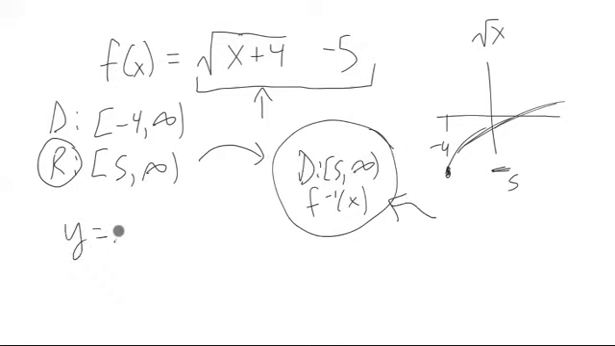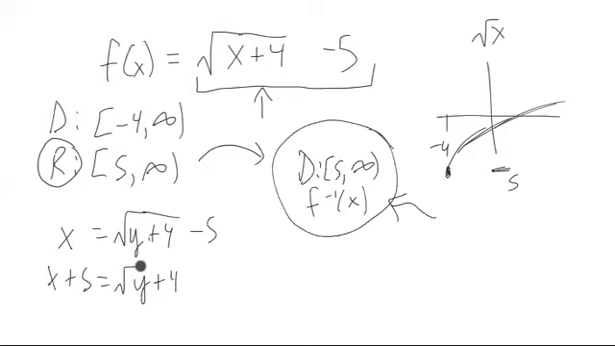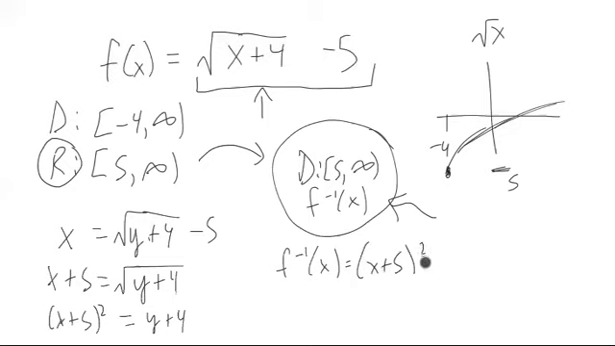So we have y is equal to the square root of x plus 4, minus 5. Okay, now let's swap our x's and y's and solve for y. So we get x plus 5 is equal to the square root of y plus 4. Square both sides: x plus 5 squared is equal to y plus 4. Then when we subtract 4, we get y equals, and we'll get a formula for f inverse of x. It'll be x plus 5, quantity squared, minus 4.